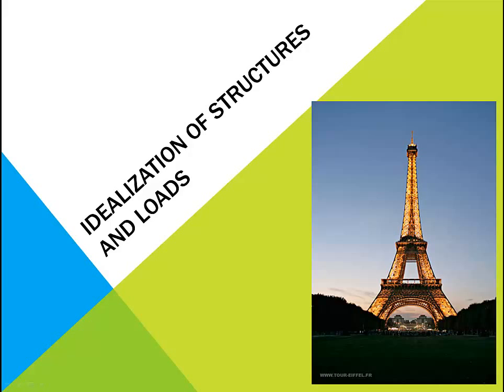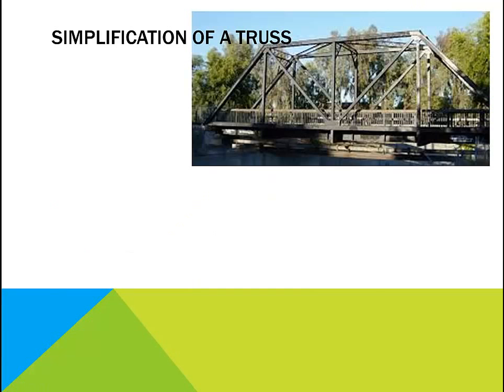Hence, the details of the structural system and their makeups are ignored. This helps to simplify the analysis. However, it is important to make sure that the analysis of the simplified structure still produces the same result as that of the real structure. Let's see an example of simplification for analysis. Consider the bridge truss shown here.